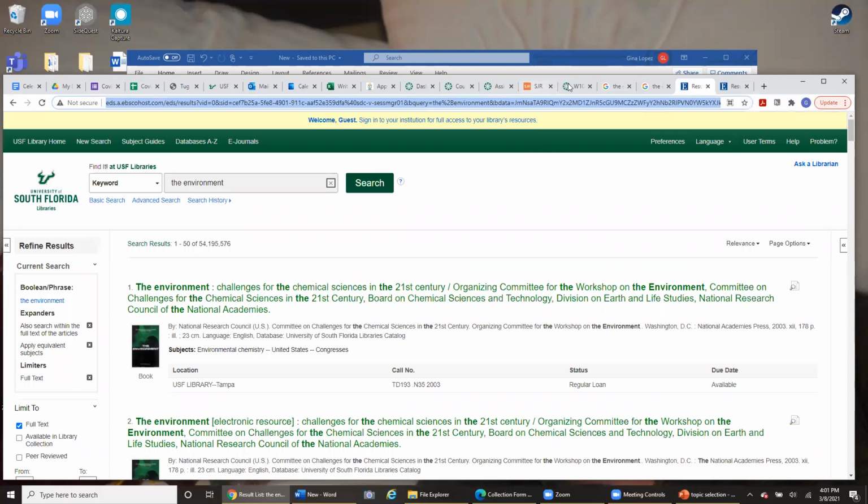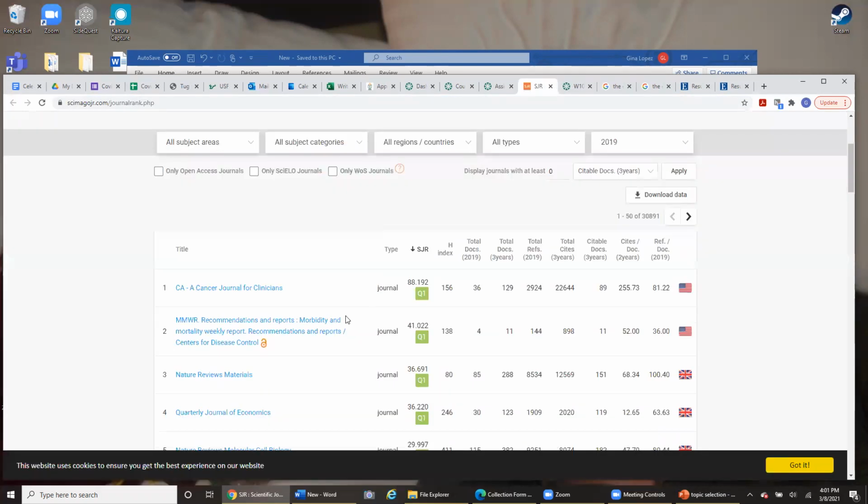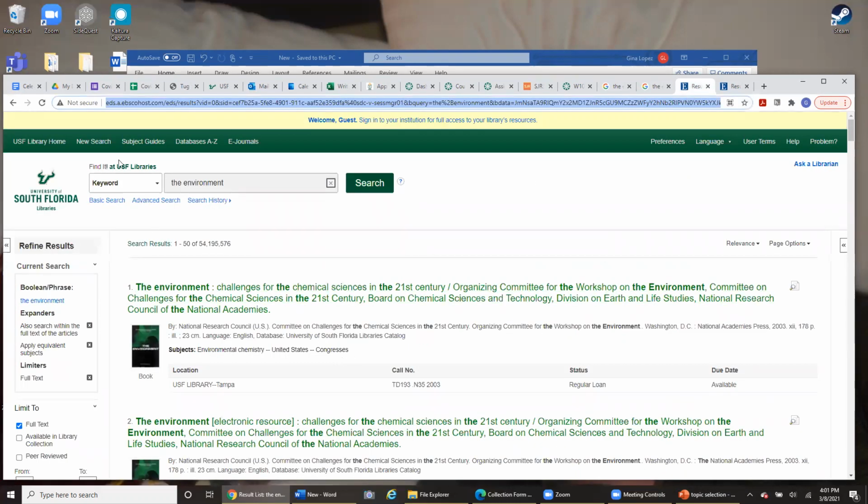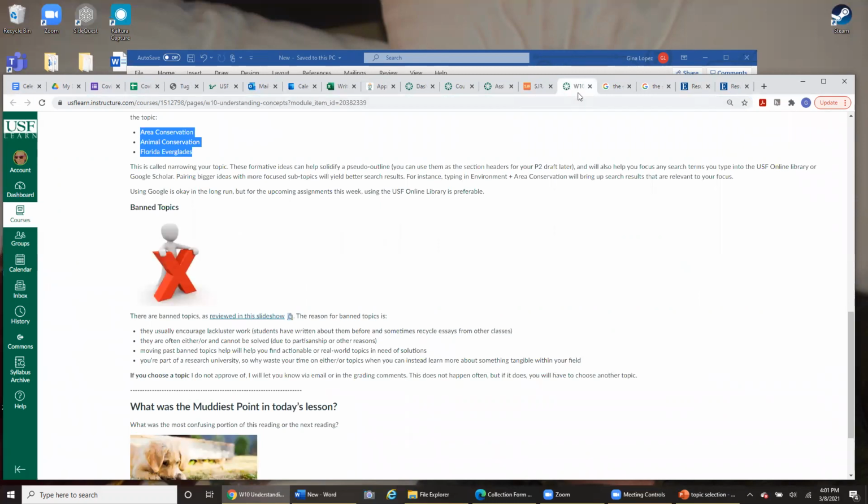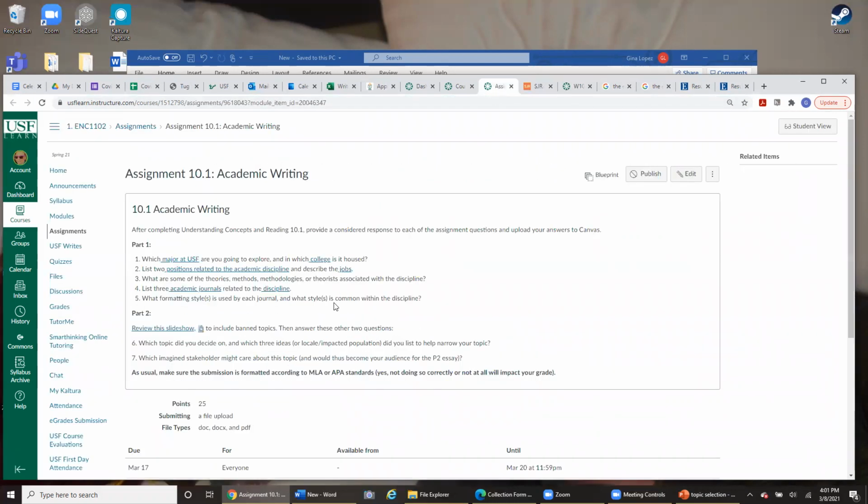Or once you find some that relate to your discipline, copy and paste the title of it, put it into the USF database so that you can open a few of them, a few of the articles that pop up, because you also need to find out what formatting style is used by each journal. So you figure out, is it APA, MLA, or God forbid, Chicago?